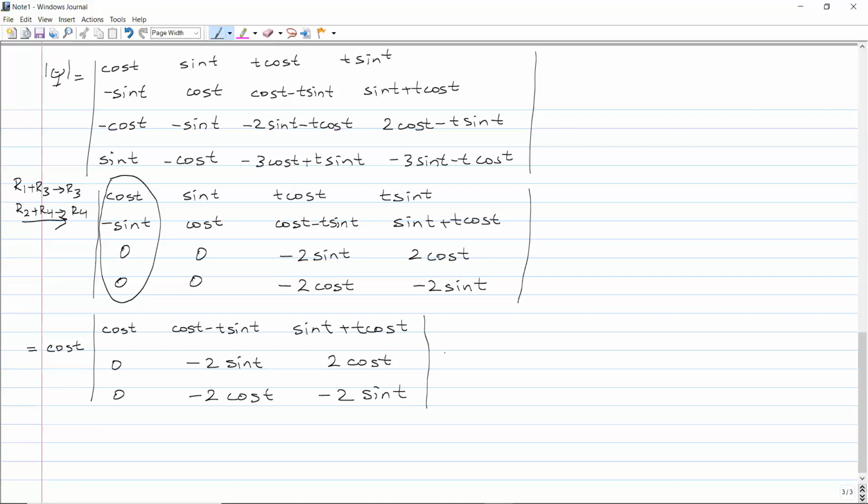Next, I take minus sine t, but the next one comes with a minus sign, minus sine t. Don't forget the signs. The first element starts with plus sign, and then it goes plus, minus, plus, minus, plus. So minus sine t comes with a minus sign. And then the determinant, sine t, t cosine t, t sine t, 0, minus 2 sine t, 2 cosine t, 0, minus 2 cosine t, minus 2 sine t.